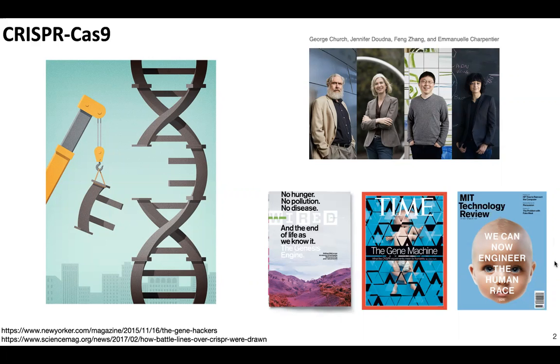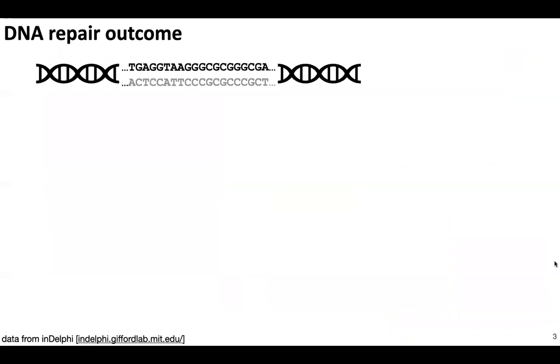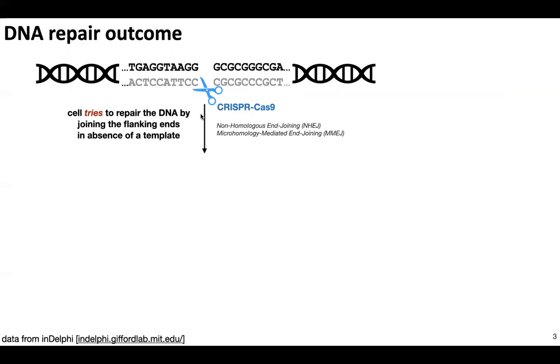In particular, CRISPR has enabled us to better understand the DNA repair mechanism, which is an important research area in molecular biology. Now, you can think about CRISPR as a pair of tiny molecular scissors, which can create a double-stranded break at precise locations on the genome. Double-stranded breaks are detrimental to the integrity of the cell. So as a result, some repair mechanisms have evolved, which join the flanking ends of the broken sequence.